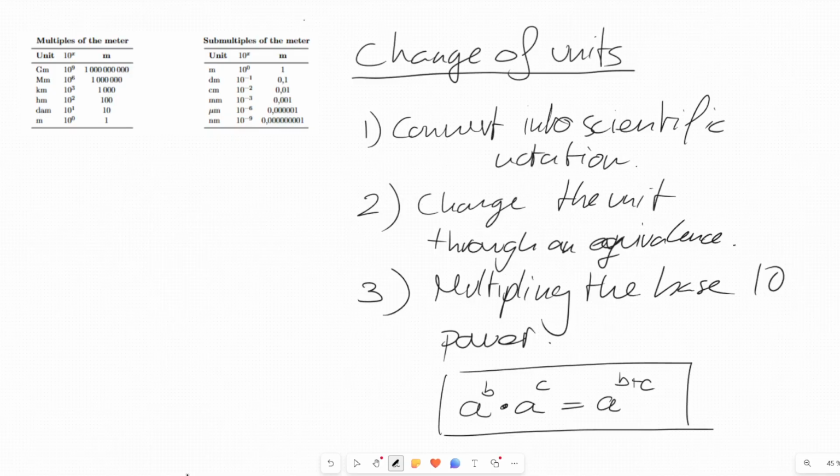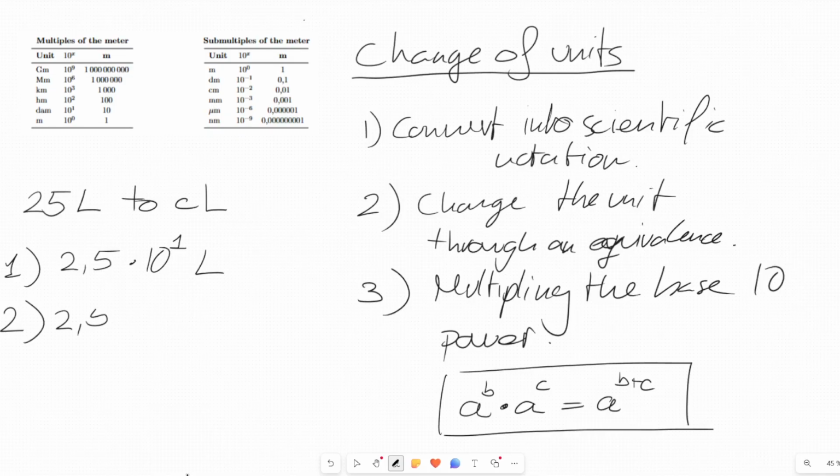So in order to show you that you can do this with any unit, not only meters, we're going to change now 25 liters to, for example, centiliters. Okay, so the first step would be writing the liters in scientific notation, which would be 2.5 times 10 to the power of 1 liters. And then we had to add the conversion. We write down the number 2.5 times 10 to the power of 1, and we add the equivalence.